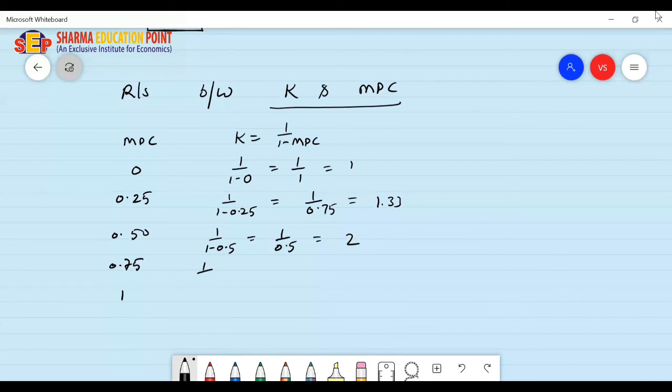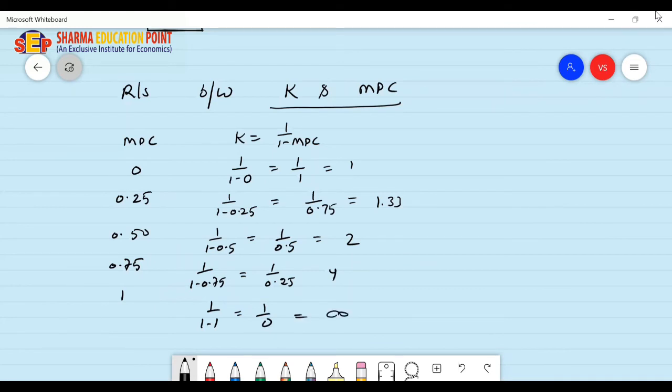Now 1 upon 1 minus 0.75, that means 1 upon 0.25, it means 4. Now 1 upon 1 minus 1, that means 1 upon 0, that means non-defined. So what is the conclusion?